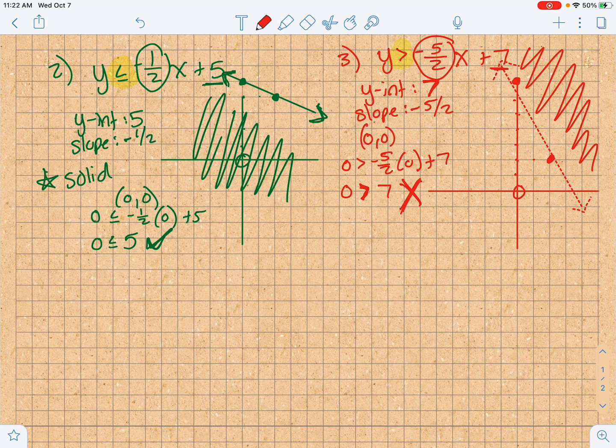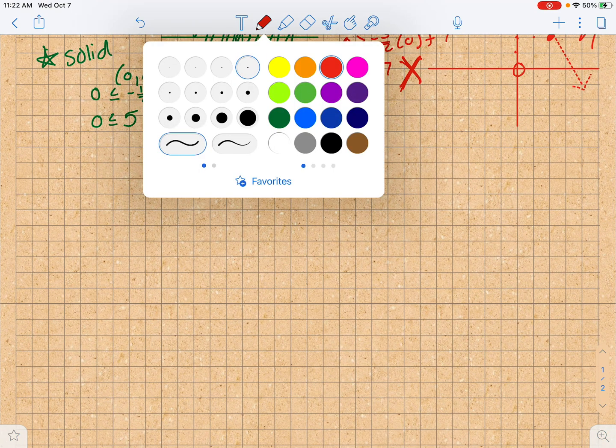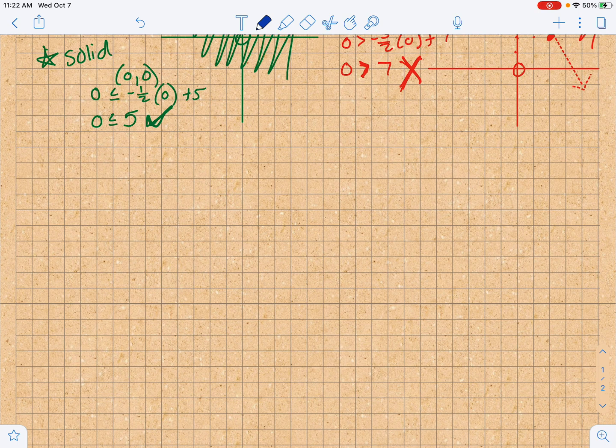Okay, let's try another one. Now this next one is going to be a little bit different because it's going to be in standard form. I want to make sure that you guys see one like that before we do practice on our own. So on number 4, we have 2x minus 3y is less than 12.